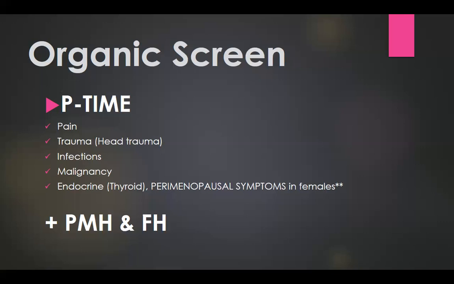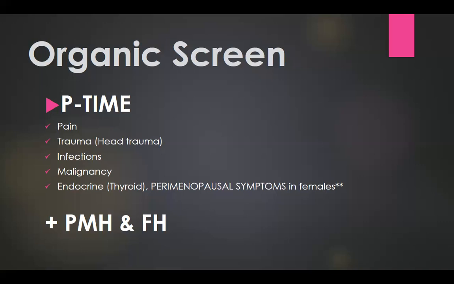Then we have the endocrine or thyroid. And of course, if it's a female in the perimenopausal age, we have to ask about perimenopausal symptoms as well. So for the thyroid, we can ask, any lumps felt in your neck? Usually people just say, any weather preferences? Again, this is a very strange question to ask because all of us might or might not have weather preferences. So the best way to ask about the thyroid is to ask, has there been any changes to your weather tolerance?